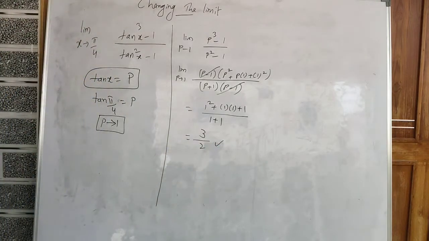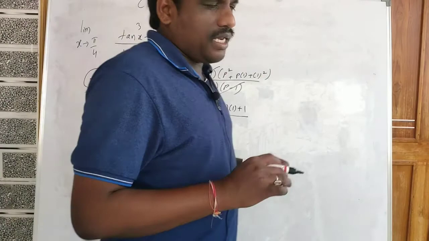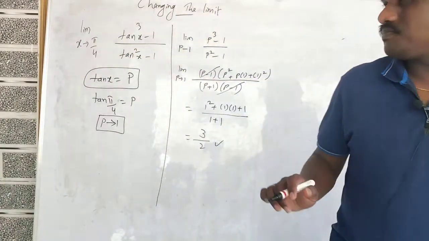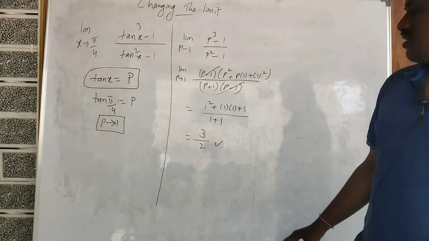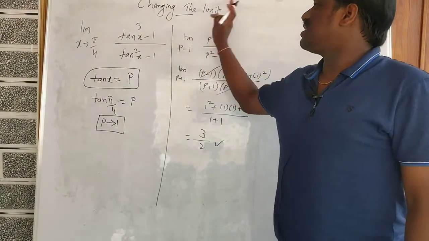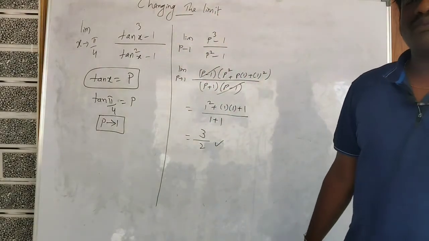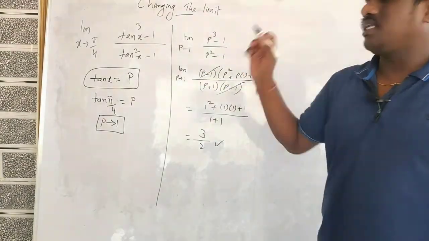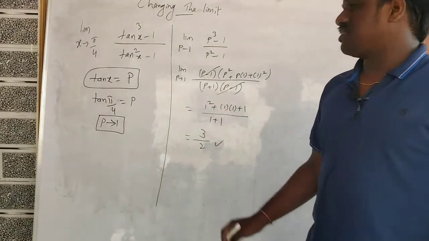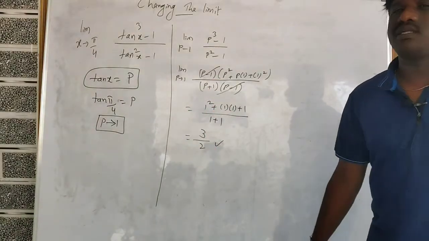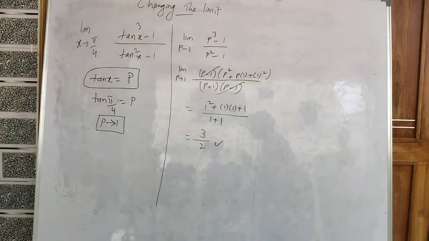So sometimes if you feel the limit is difficult to approach directly as x tends to pi by 4, then we can approach it by changing the limit. This is one more concept, changing the limit. Using changing the limit also we can find the answer. So the answer is 3 by 2. Okay, let's see one more question.